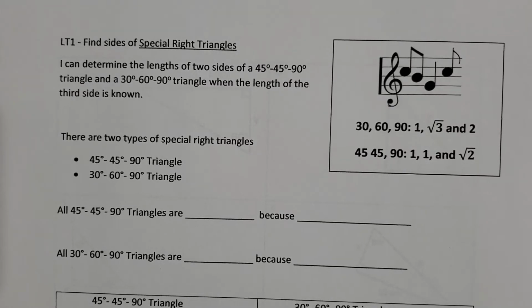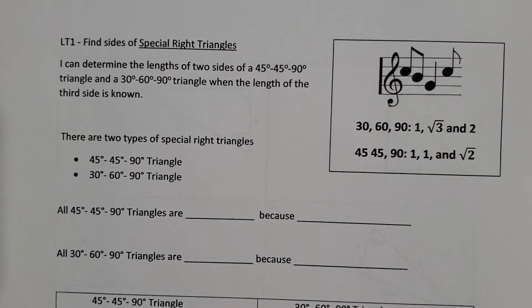So the goal today is that you look at a 30, 60, 90 triangle or a 45, 45, 90 triangle, and you're given one side and you can find the other sides just with that one side. So I'm going to show you a shortcut method and then a way that you can do it when you are using similar triangles. So first of all, let's remember what similar triangles are.